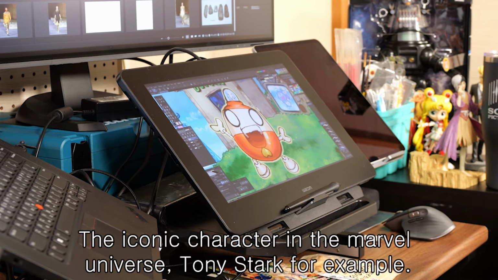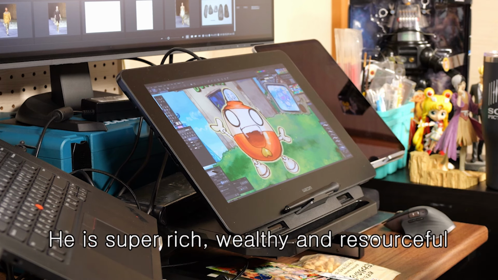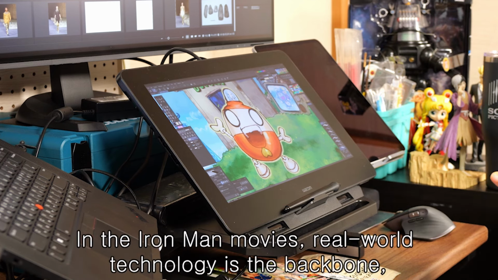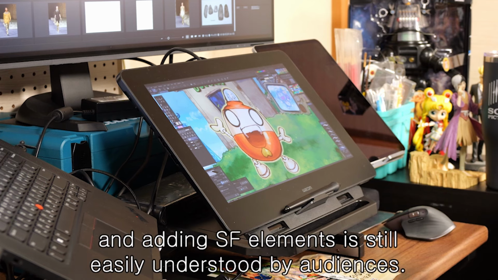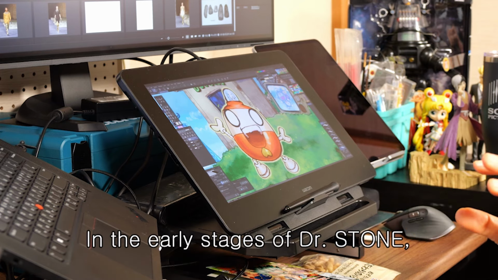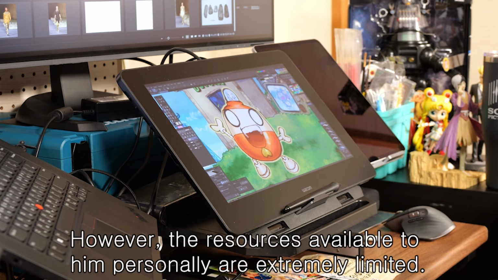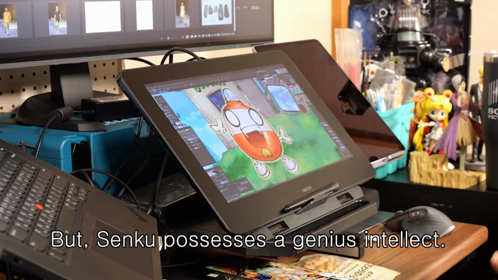The iconic character in the Marvel Universe, Tony Stark for example, he is super rich, not only wealthy and resourceful, but his Iron Man technology is also incredibly advanced. His genius is limitless. In the Iron Man movies, real-world technology is the backbone, and adding science fiction elements is still easily understood by audiences. In the early stages of Dr. Stone, Senku finds himself in a world abundant with natural resources. However, the resources available to him personally are extremely limited. Nevertheless, Senku possesses a genius intellect.